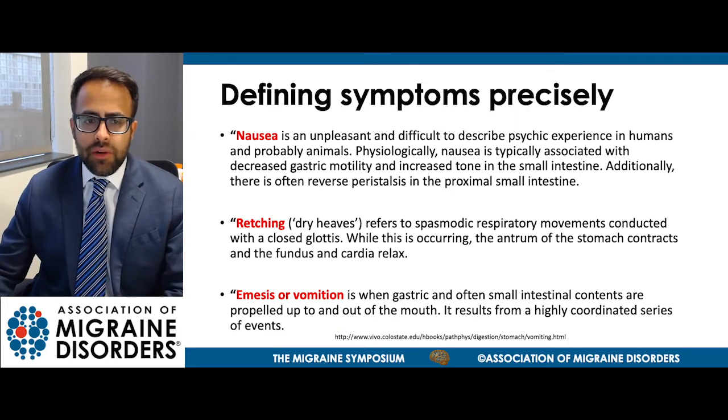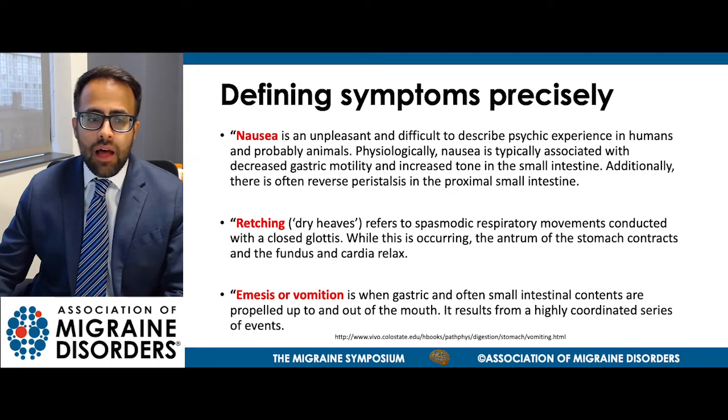So nausea, as the precise definition, is an unpleasant and difficult to describe psychic experience that is generally associated with decreased GI motility and increase in tone of the small intestine. Retching or dry heaves refers to spasmodic respiratory movements that are occurring with a closed glottis. This is associated with an antrum that's contracting while the fundus and cardia are relaxing in order to allow for emesis to occur. Emesis or vomiting is when you actually physically have the expulsion of gastric or small intestine contents that are propelled up to and out of the mouth.